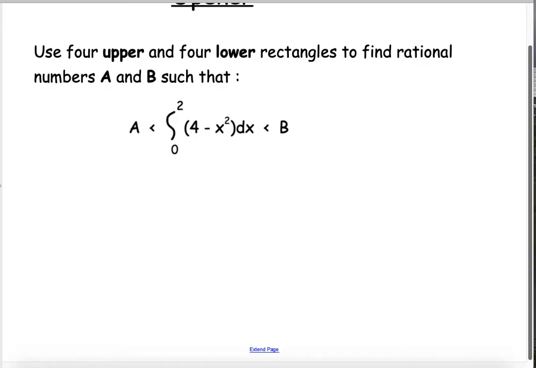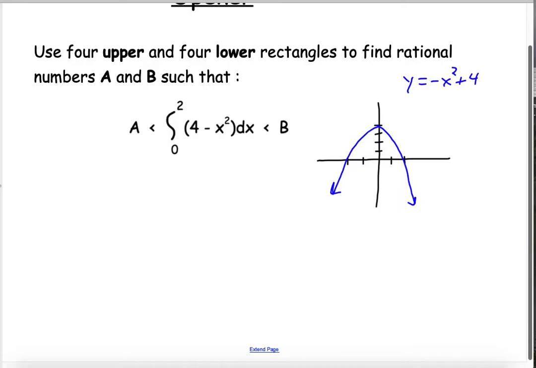What does this function, 4 minus x squared, look like? Well, that looks like a parabola. And let's put our x-intercepts on there. Another way of thinking of that, if I rearrange it, is negative x squared plus 4. So that's a parabola that opens downward, and it's been shifted up 4 units. Alright. So the integral from 0 to 2 is trying to approximate that area.